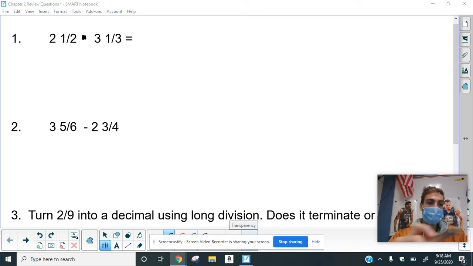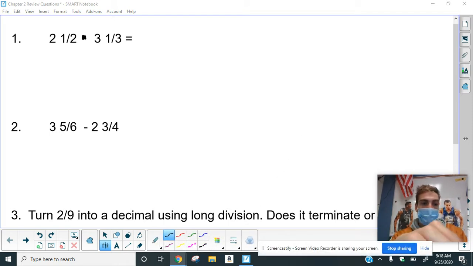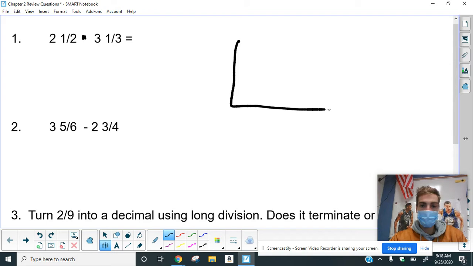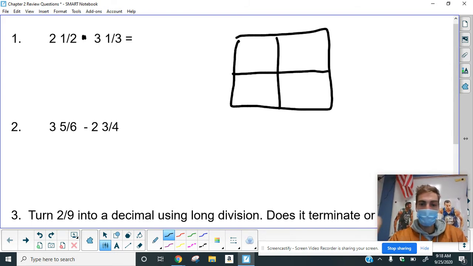Alright, here we go with the chapter review. So it says 2 1/2 multiplied by 3 1/3. So what I'm going to start off by doing is creating a rectangle to multiply. And I'm going to divide it into fourths. And then I'm going to put on top my 2 1/2. And I'm going to put my 3 1/3 on the side.